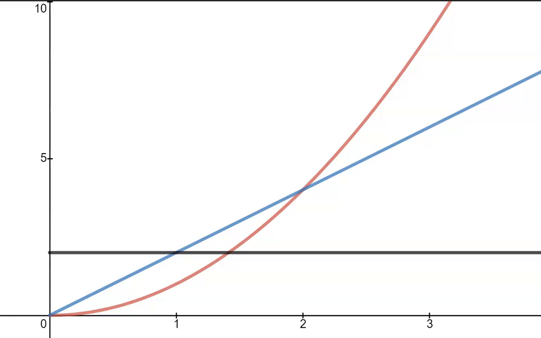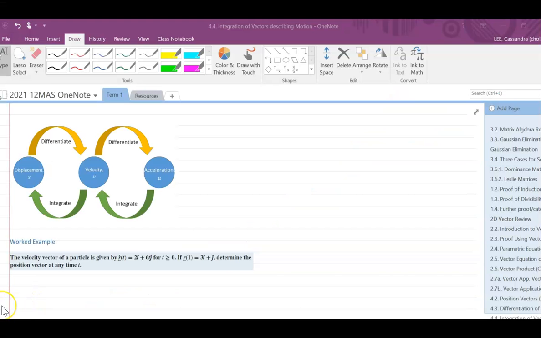Let's have a look at a real life question. Okay, so my worked example today, the velocity vector. So we're having a look at this piece of information right here. And we are given the velocity vector r dot t is equal to 2i plus 6tj when t is greater than or equal to 0. So we need to find the position vector at any time t. So in other words, we're looking at finding the displacement. So we need to integrate to do that.